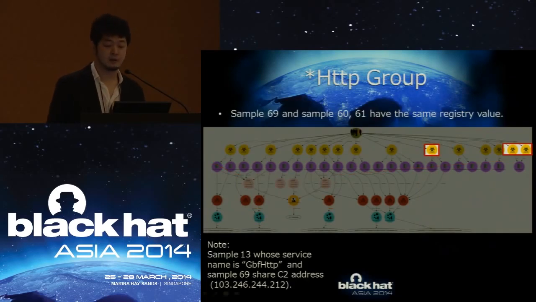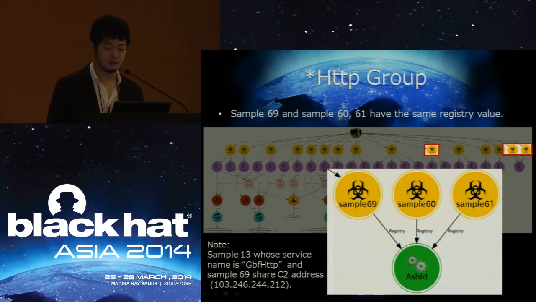And next, sample 69, and sample 60 and sample 61 have the same registry value, ASHLD. Note that sample 69 and sample 13, whose service name is GBF HTTP, share the same address. So sample 69 is also related to HTTP group, and then sample 60 and sample 61 are also related to HTTP group.